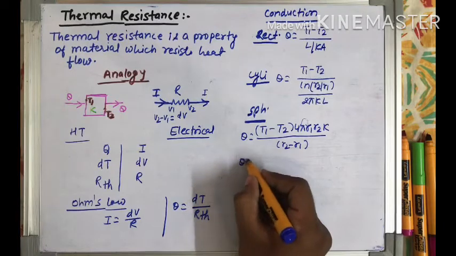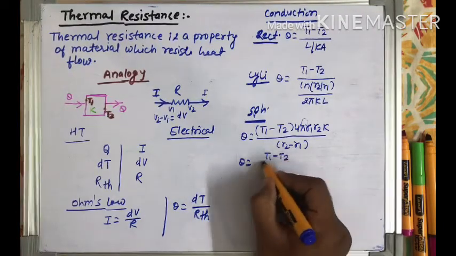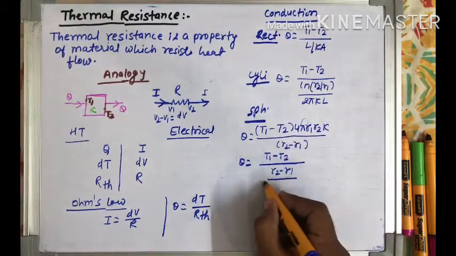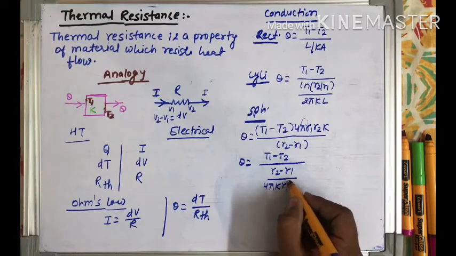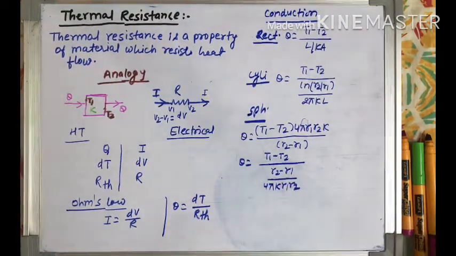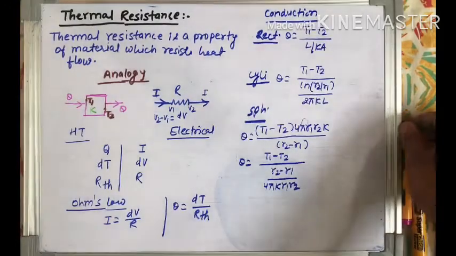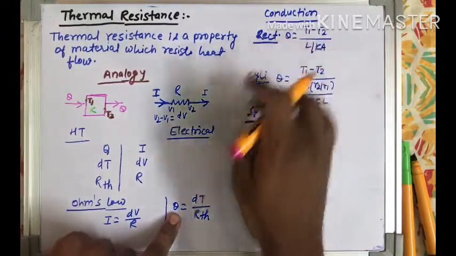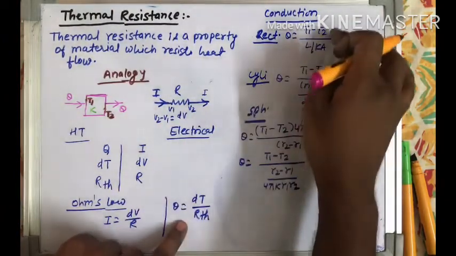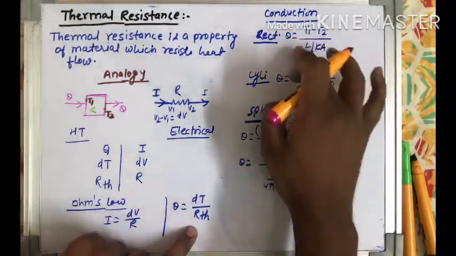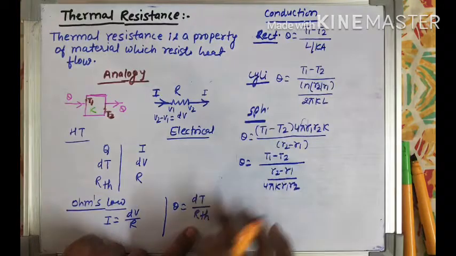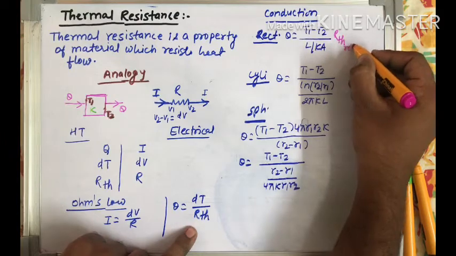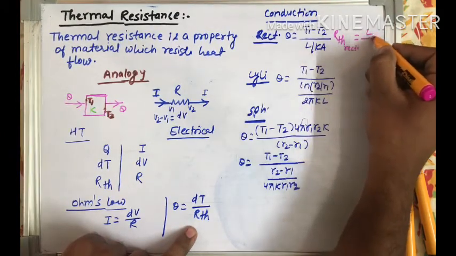So this equation can be written as (T1 minus T2) divided by (R2 minus R1), and this whole term will come down, so it would be 4 pi k R1 R2. Okay, fine. So from these equations, now we will compare with this equation. Compare it now: Q is ΔT, that is T1 minus T2, divided by RTH, which is L by KA. It means this L by KA is nothing but the thermal resistance. So this is the thermal resistance for the rectangular coordinate, and this value is L by KA.